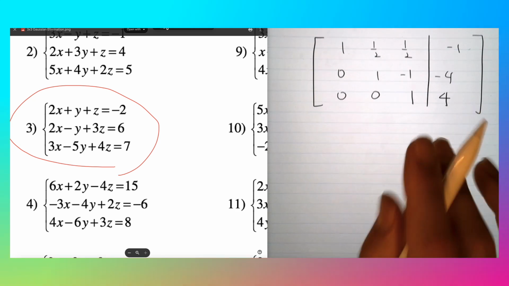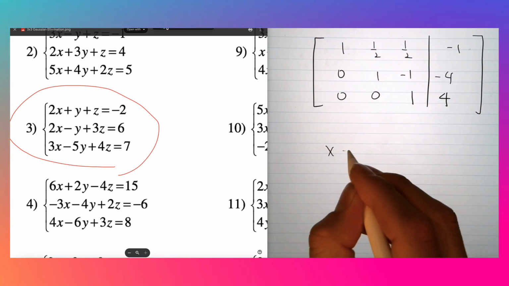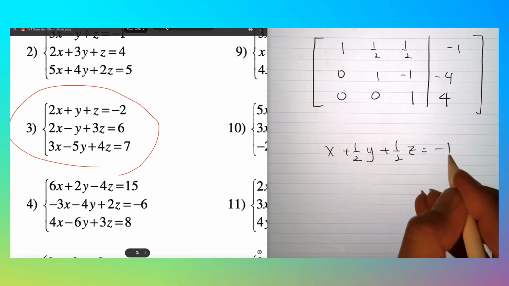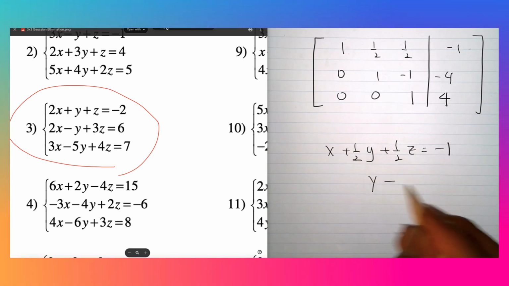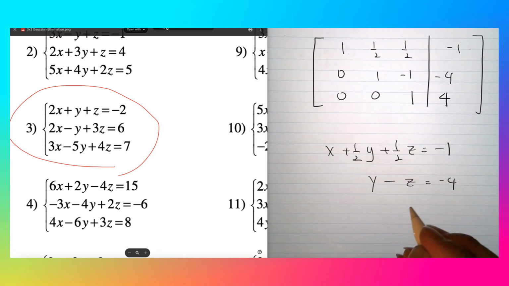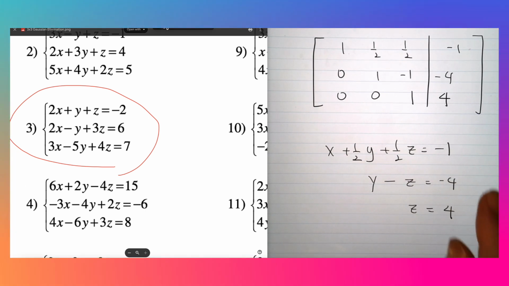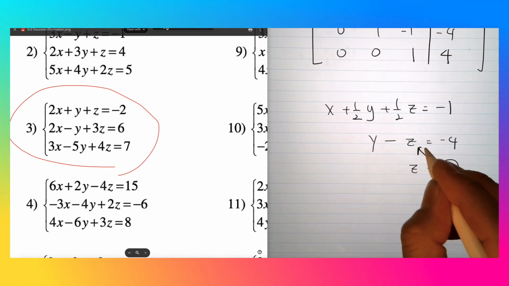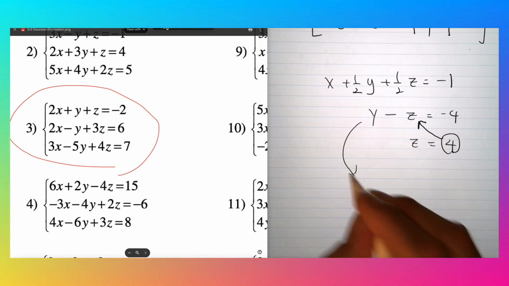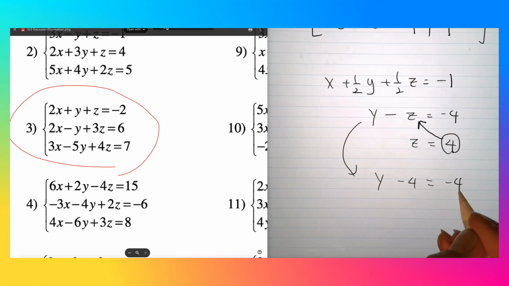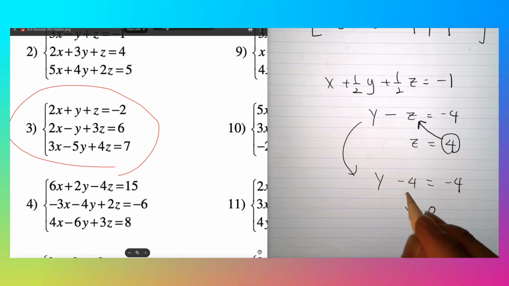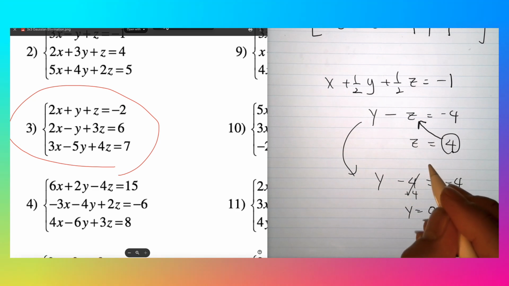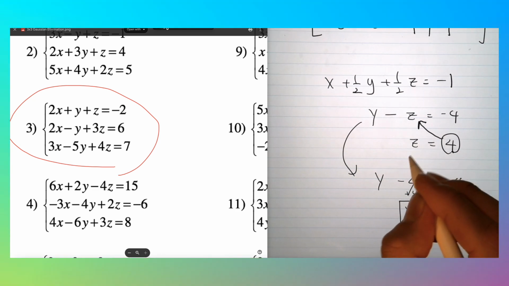So if you rewrite this as an equation, we get x plus 1 half y plus 1 half z is equal to negative 1. We have y minus z equals negative 4. And last we have z equals 4. So if z equals 4, and now we replace the z up here with 4, then we get y minus 4 equals negative 4. Then y has to be 0. If you add 4 on both sides, negative 4 plus 4 is 0. So we got z equals 4, y equals 0.